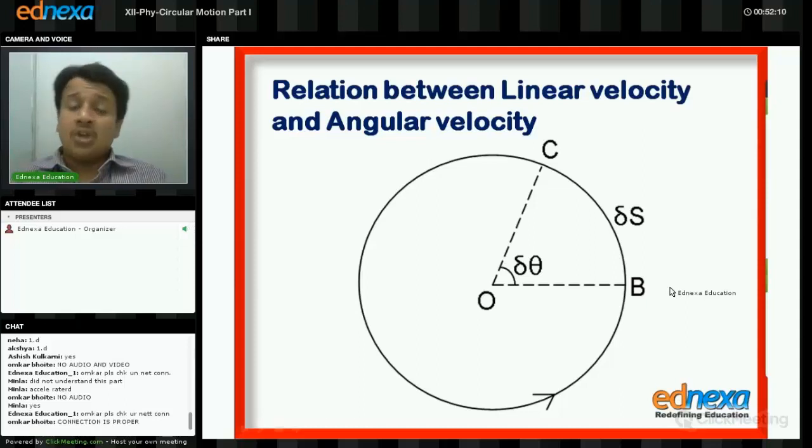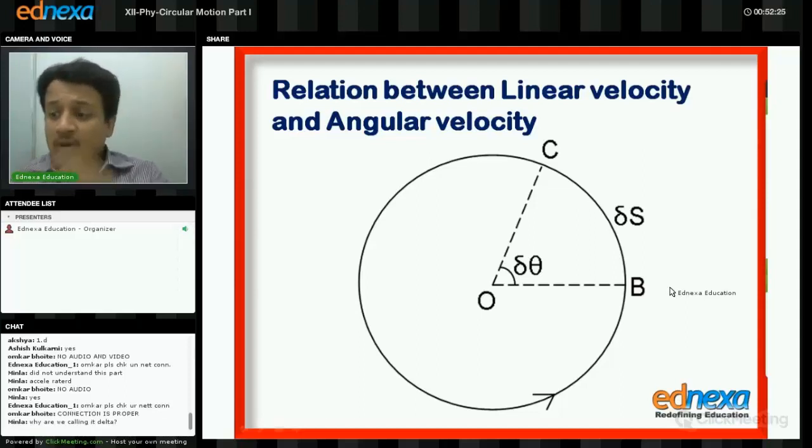So first of all, you are going to draw this diagram. Suppose the question appears in the examination: state the relation, or prove the relation, between linear velocity and angular velocity. Then first of all, you are going to draw the diagram.